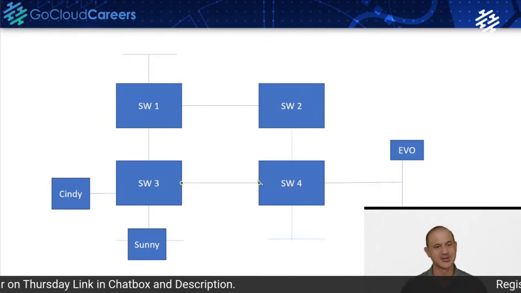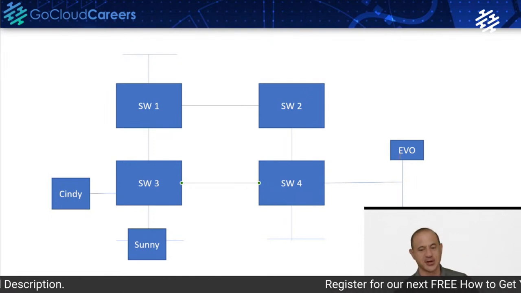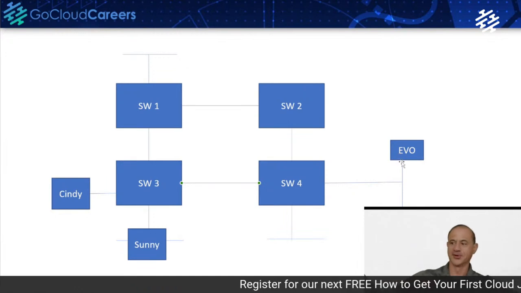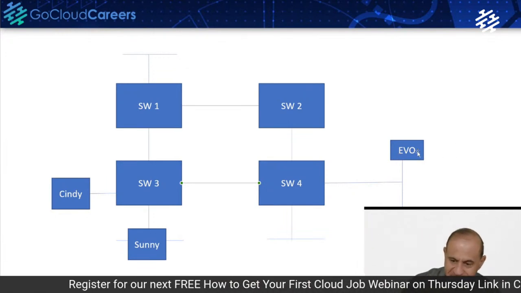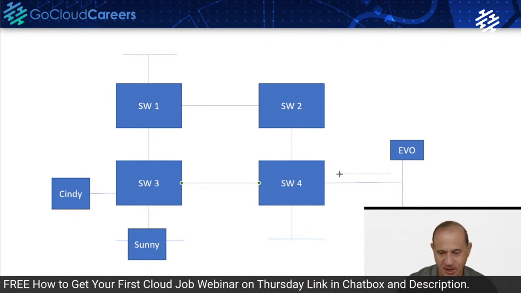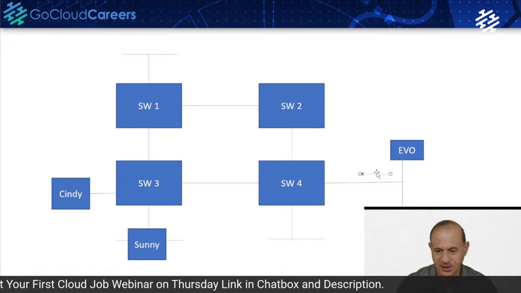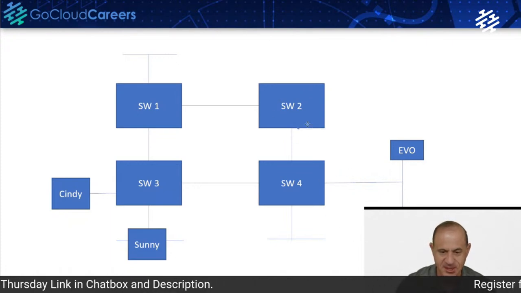Now, I want you to think about a problem. So Evo sends a message request. ARP, who has the MAC address for Sunny? What happens? I want you to think about this, because this is where it gets ugly. And this is why we're going to talk about another protocol. So Evo sends the message to switch 4. Switch 4 sends it out this port and this port.